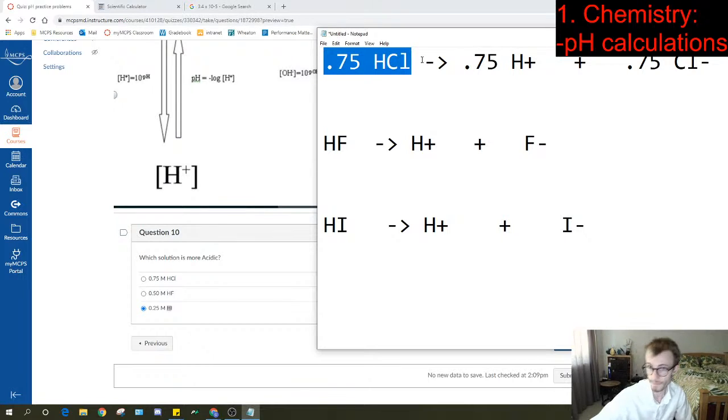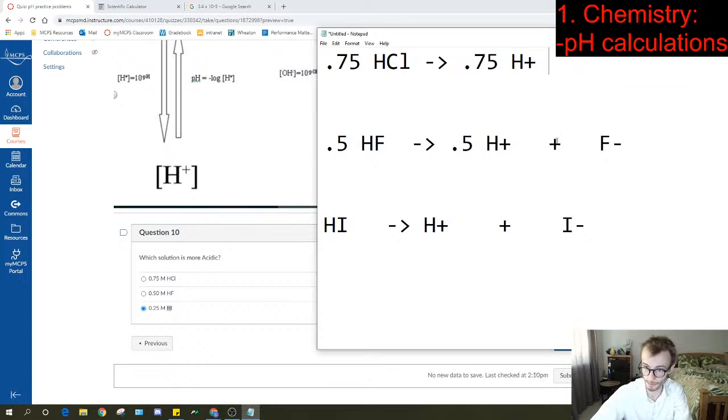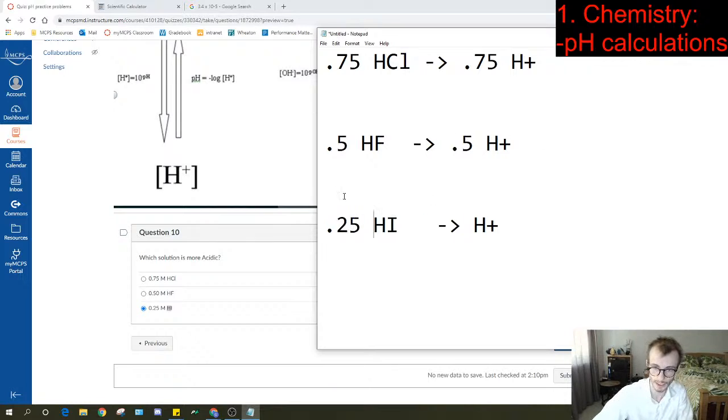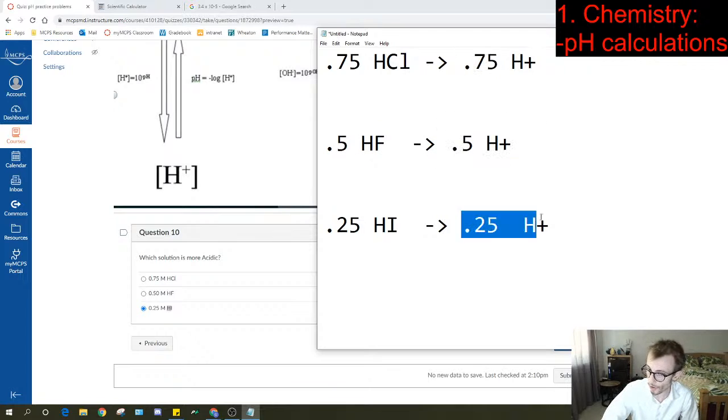It's beautiful. The same is going to be true for all of these. This is 0.5, so it's going to be 0.5 of this. I can basically delete the second half of each of these equations. I don't care about them. Get out of here. And then this one, I had 0.25, and that's going to give me 0.25 of this. Bam! You see where I'm going with this? Now I know the concentration of H+. That's all that I need to determine my pH.